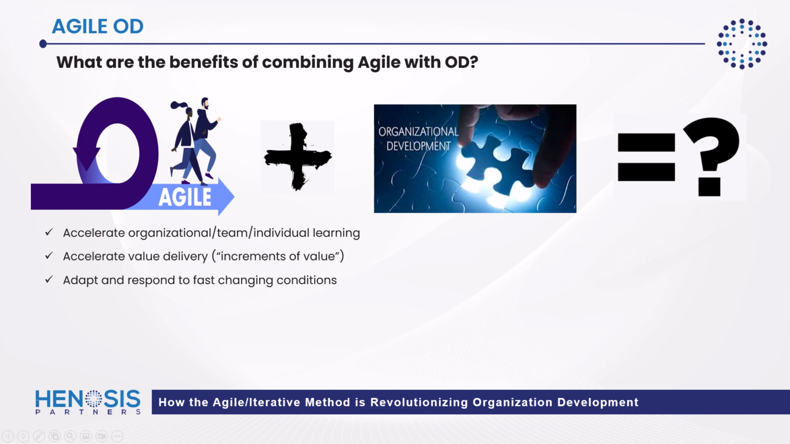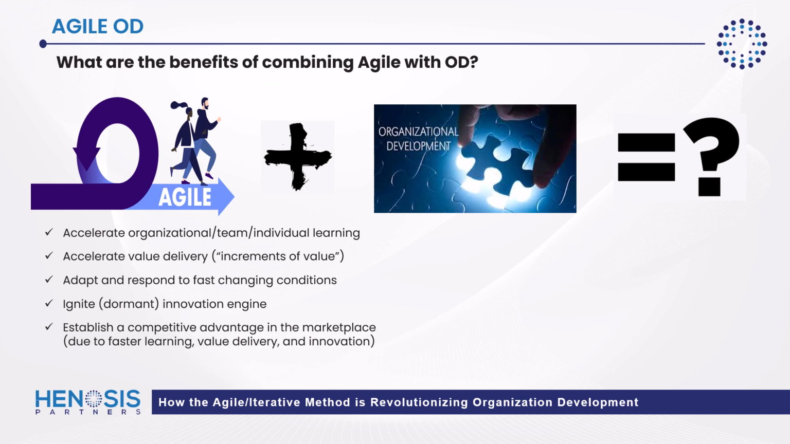Perhaps one of the most interesting benefits of combining Agile with OD is that it unleashes or ignites a dormant innovation engine within the organization. Such integration also helps establish a competitive advantage for an organization in the marketplace, and this being due to faster learning, faster value delivery, and faster innovation. Another benefit of combining or integrating Agile with OD is that we get a more efficient use of company resources, as people and money allocations are tied to experimental results.